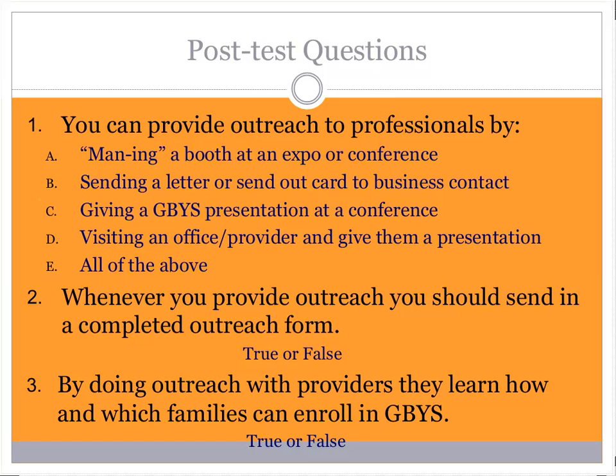Okay, so let's go ahead and do the post-test questions. Number 1, you can provide outreach to professionals by: A, manning a booth at an expo or conference; B, sending a letter or card to a business contact; C, giving a GBYS presentation at a conference; D, visiting an office or provider and giving them a presentation; or E, all of the above.